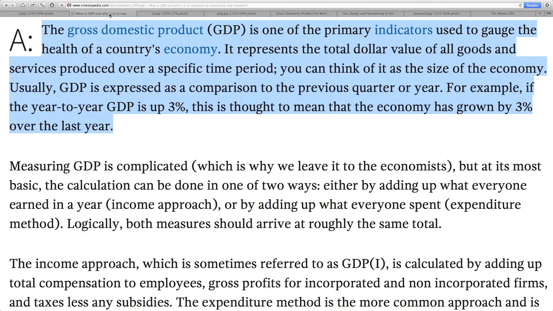Usually GDP is expressed as a comparison to the previous quarter or year. For example, the year-to-year GDP is up 3%, and so on. So if you want to read more of the mainstream, you can go on to this link here.